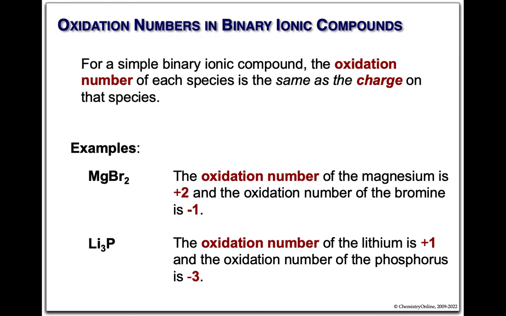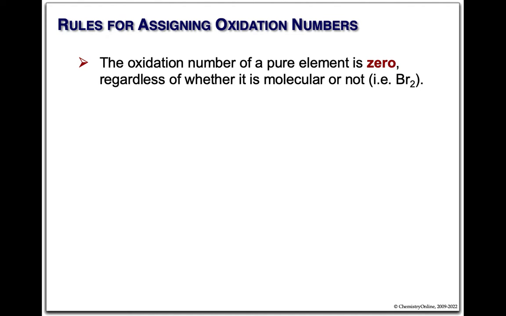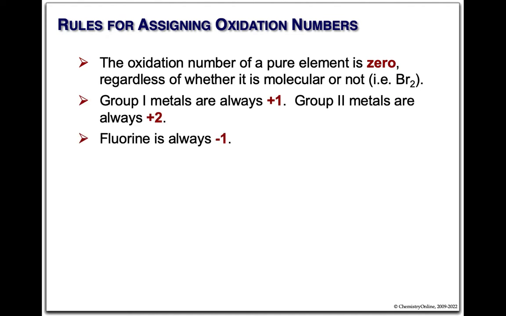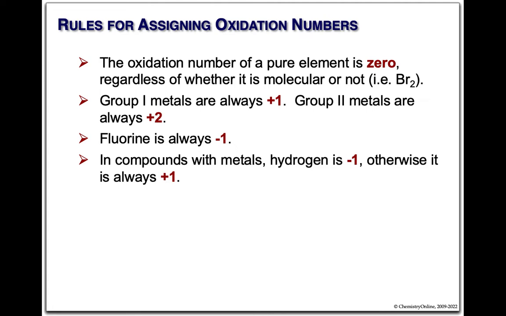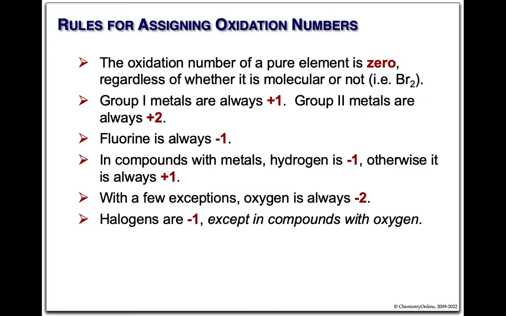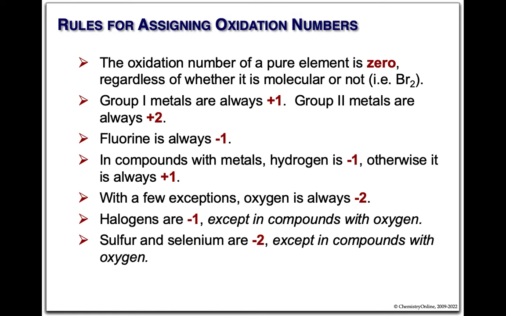Now, in chapter 5, we will meet a set of rules that talk about how to assign oxidation numbers to everything, including nonmetals. This is what the rules look like. Oxidation number of a pure element is 0. Group 1 is plus 1, group 2 is plus 2. Hydrogen. Oxygen is always minus 2, blah, blah, blah. This is the full set. Again, we will meet this in chapter 5.